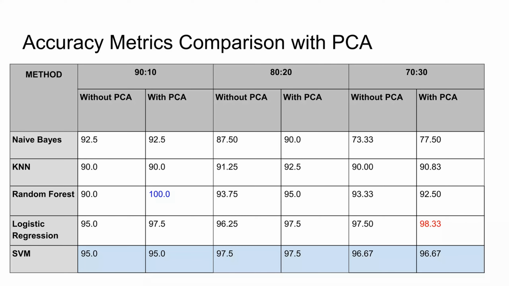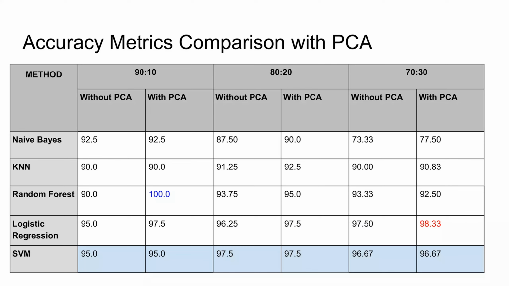Logistic regression. Performance trend: accuracy increases from 95.0% to 97.5% with PCA for the 90:10 split. Performance remains the same at 97.5% with PCA for the 80:20 split. Accuracy improves from 97.5% to 98.33% with PCA for the 70:30 split.